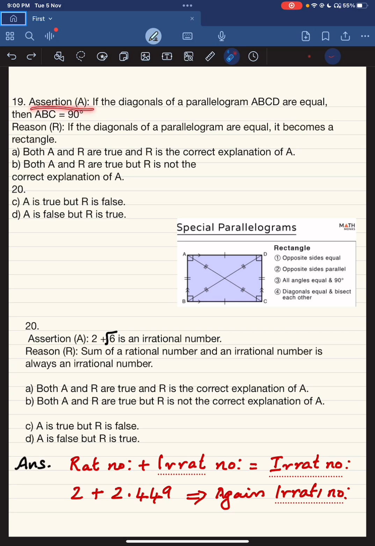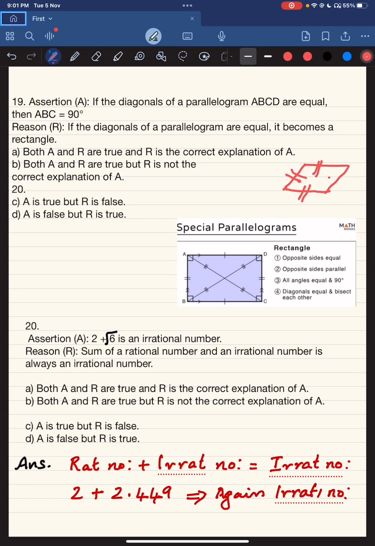So here the assertion is, if the diagonals of a parallelogram ABCD are equal, then angle ABC is equal to 90 degree, right? What is a parallelogram? Its opposite sides are equal and also parallel. That type of quadrilateral is a parallelogram.